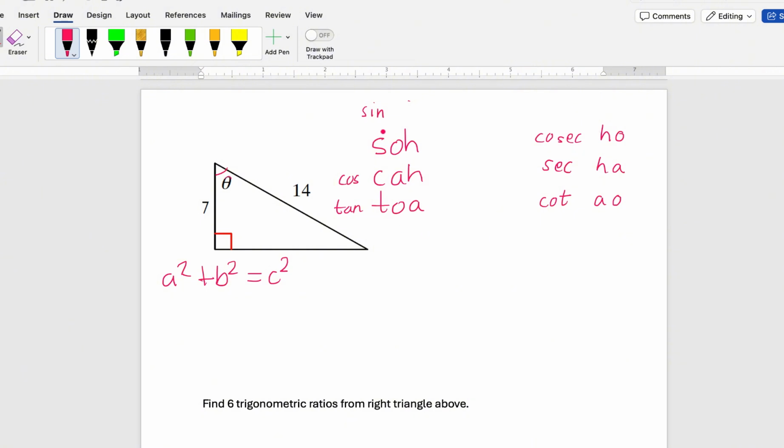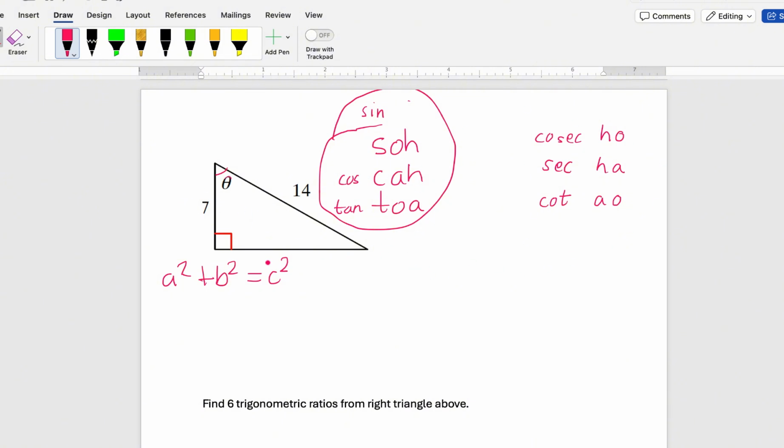So if we know SOHCAHTOA, sine, cosine, and tangent, we know the reciprocals of them are going to be cosecant, secant, and cotangent. So we're going to know all six trigonometric ratios.